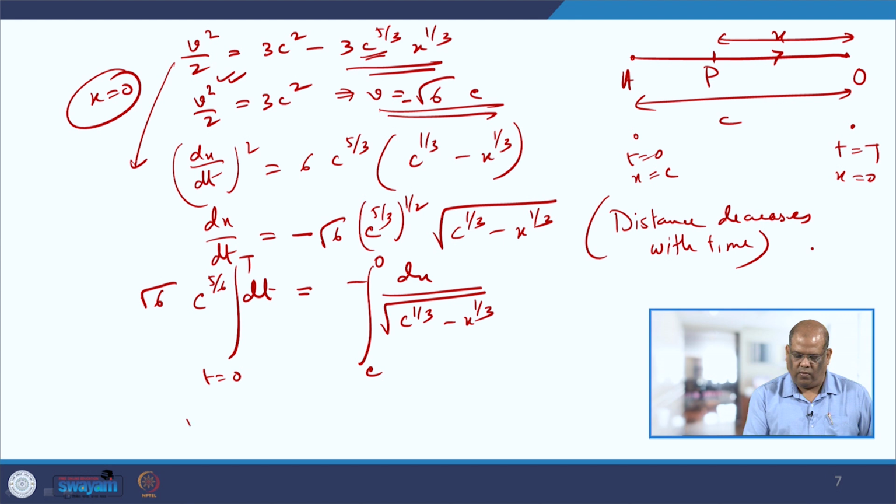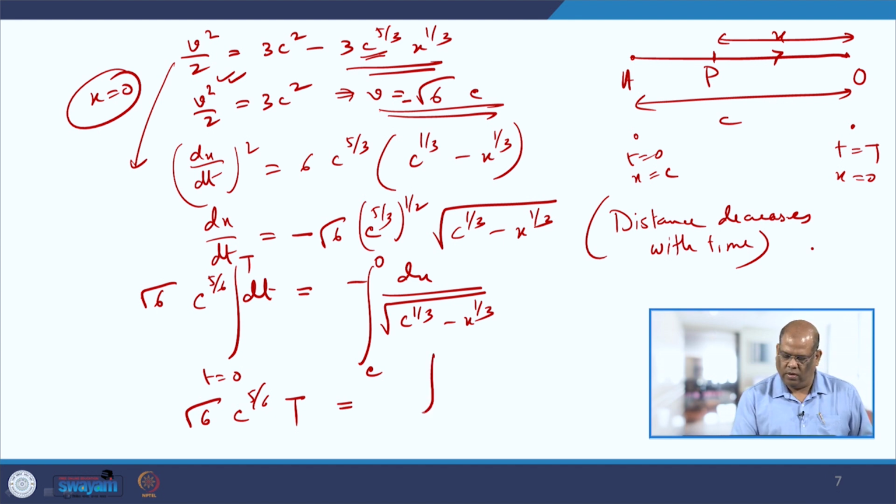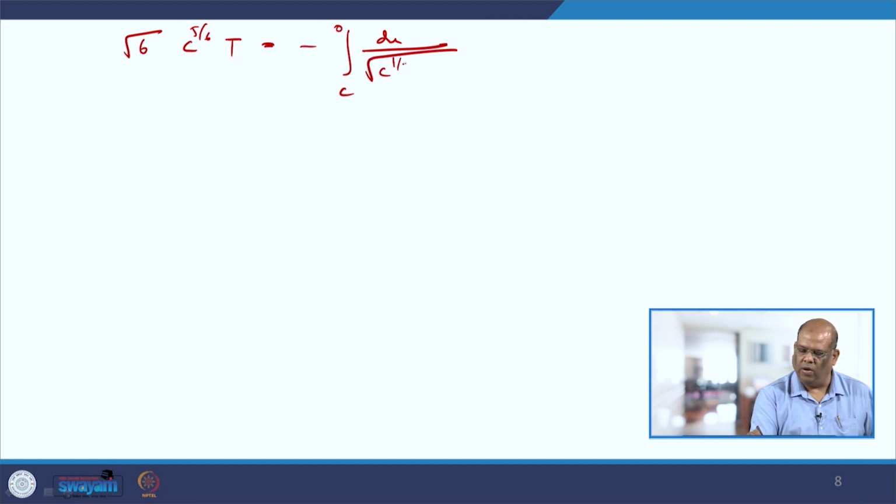This side, as you can see, it will be root 6 c to the power 5 by 6 capital T, and this I have to find out from c to 0 minus dx by root of c to the power 1/3 minus x to the power 1/3. So, let me quickly rewrite this. This is root 6 c to the power 5 by 6 t equal to minus from c to 0 dx by root of c to the power 1 by 3 minus x to the power 1 by 3.